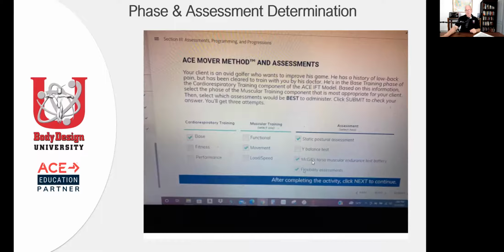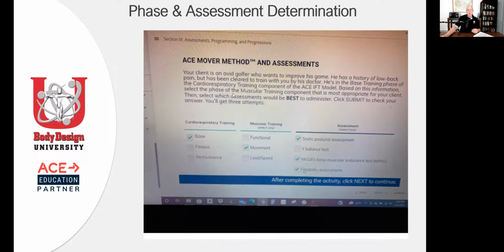Okay. The McGill's torso muscular endurance test battery. Again, if you read through it, this is designed perhaps for those individuals that may show signs of unilateral discrepancies in muscular strength. I don't know. What about flexibility assessments? Well, flexibility assessments are designed to show discrepancies or inconsistencies in flexibility at joints. Do I need that with an avid golfer?